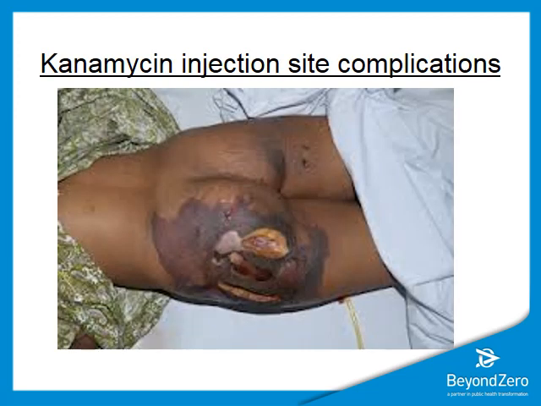We also need to keep a very close eye on the sites of the injections, because if there's any infection, one can get quite severe injection site complications. And certainly you want to pick up problems before it deteriorates to this point.